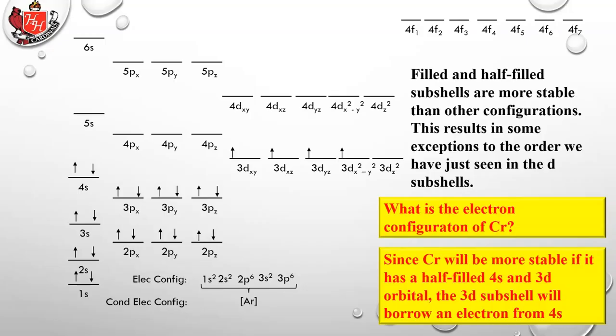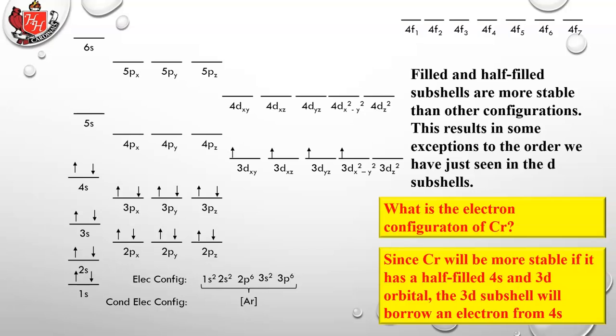However, read what's up on the top. Filled and half-filled subshells are more stable than other configurations. This results in some exceptions to the order we have just seen in the 3d subshell. So watch what happens. Down at the bottom it says, since chromium will be more stable if it has a half-filled 4s and a half-filled 3d orbital, the 3d orbital will borrow an electron from the 4s.